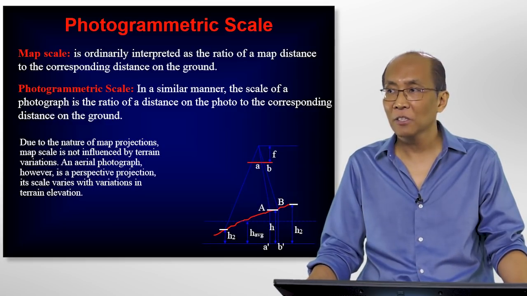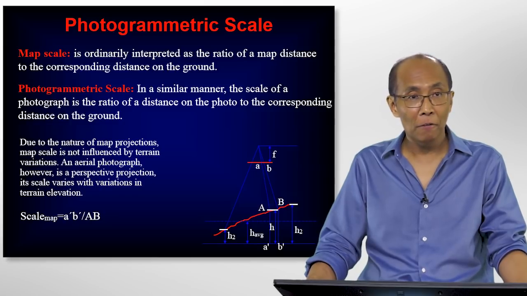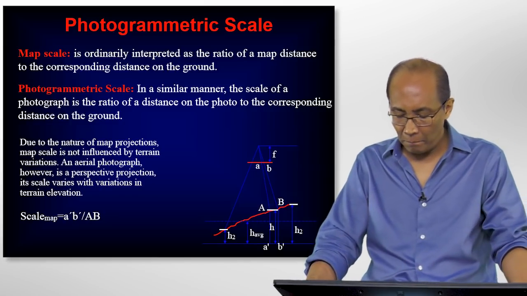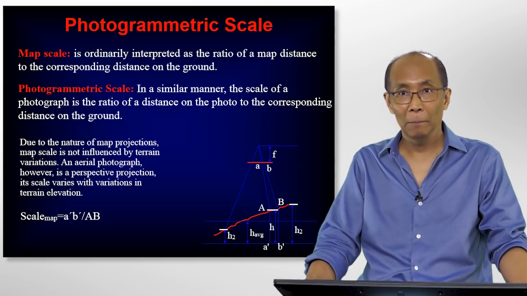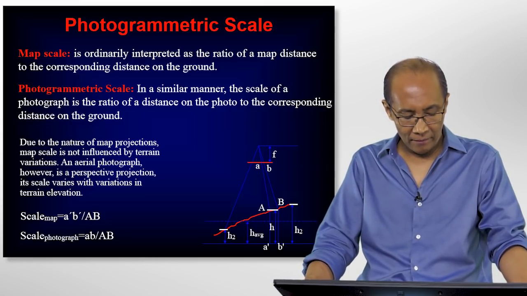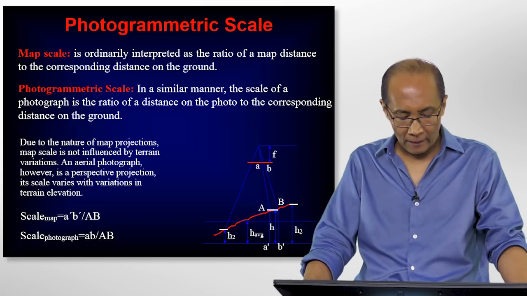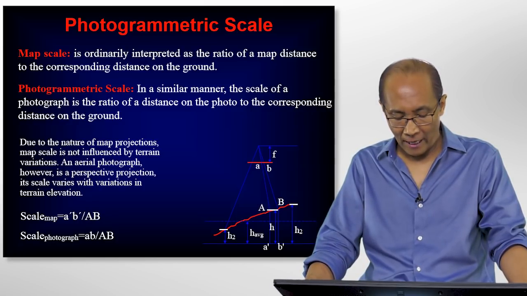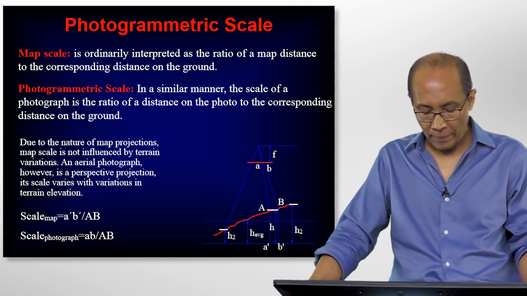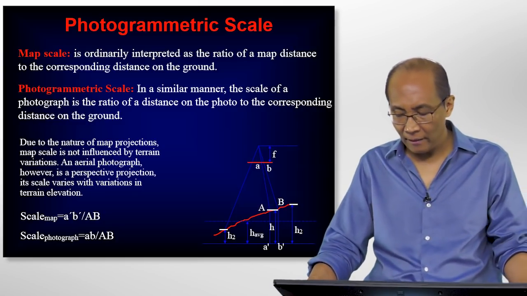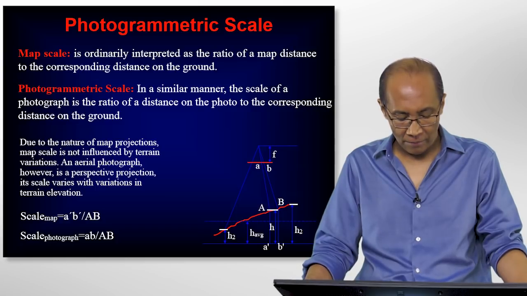So you can see this diagram in terms of a map scale. So A prime, B prime at the bottom divided by big AB on the ground. And the scale of a photo is small ab, that you measure on the photo, divided by the same distance, big AB, on the ground.